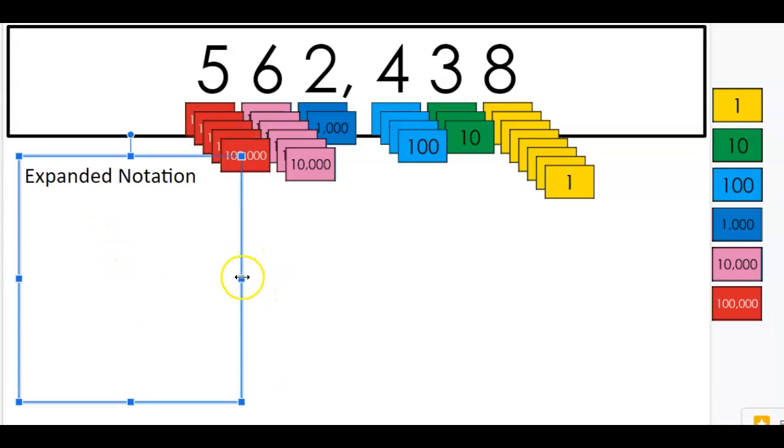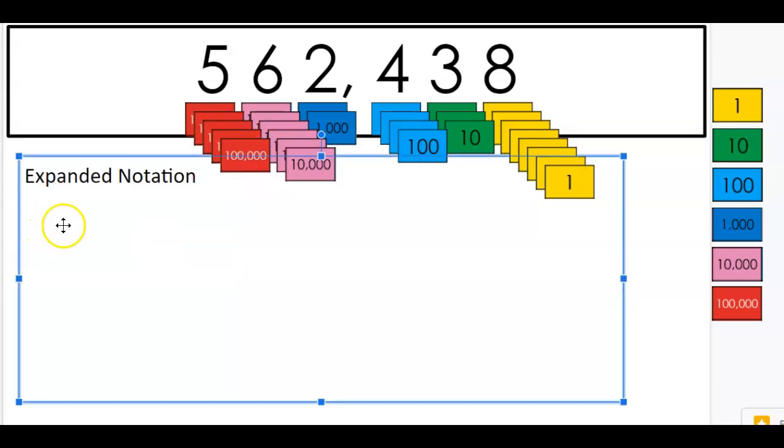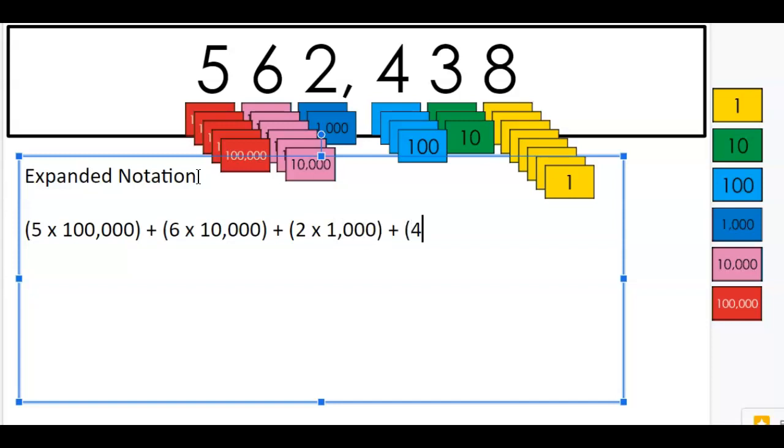Okay, let's write this in expanded notation. I'm going to go ahead and make my box a little bit bigger. Okay, remember we're writing them in groups for expanded notation. Parentheses. I have 5 groups of 100,000. Plus, I have 6 groups of 10,000. Plus, I have 2 groups of 1,000. Plus, I have 4 groups of 100.